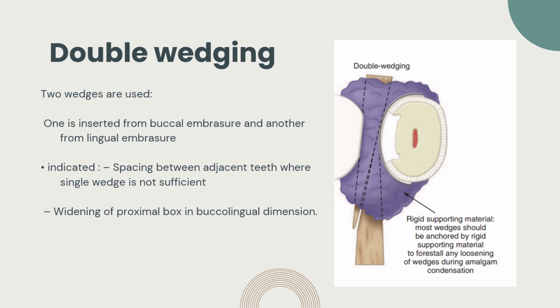Moving on to the double wedging technique, here also two wedges are used, but one wedge is inserted from the buccal embrasure and the other one from the lingual embrasure, and it is indicated when there is spacing between the adjacent teeth where a single wedge is not sufficient. It is also used in cases where there is widening of the proximal box in the buccolingual dimension.